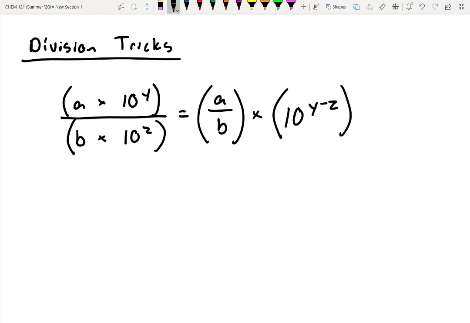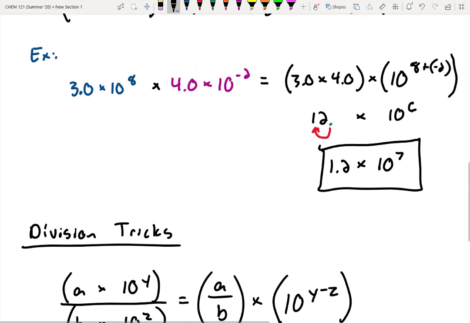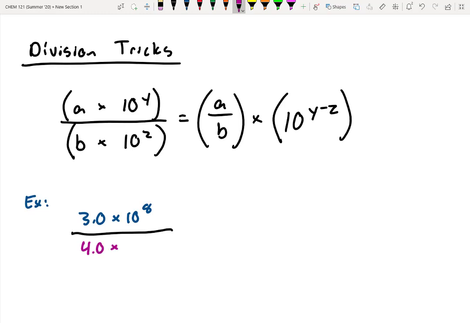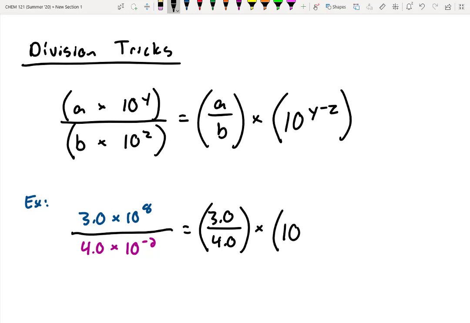So let's take a look at an example. Just like we did up here, we'll do the same values. So let's do 3.0 times 10 to the 8th, and we'll divide this by 4.0 times 10 to the negative 2, and let's simplify this. Well, we know it would be 3.0 divided by 4.0 in our first spot. And then over here, we'd say this is 10 to the 8 minus negative 2. But because we've got these two minus signs here, those will actually turn into a positive sign. So in this case, it would be the equivalent of saying 8 plus 2.